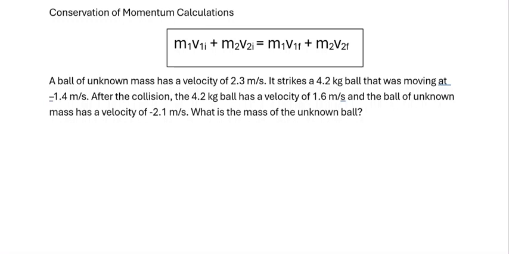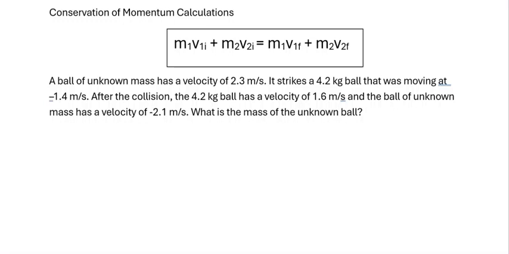So I wanted to work through an example using the conservation of momentum formula that we see in the box right here, which tells us that the initial momentum of the system has to be equal to the momentum of the system after the collision. So that's the formula that we're going to be looking at.